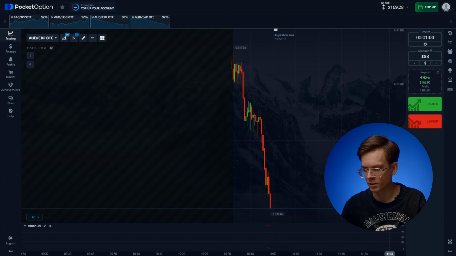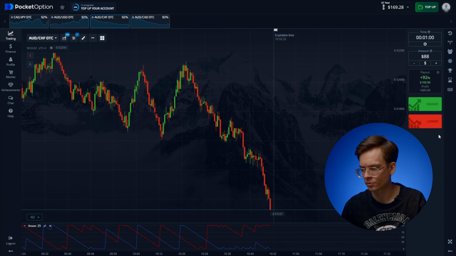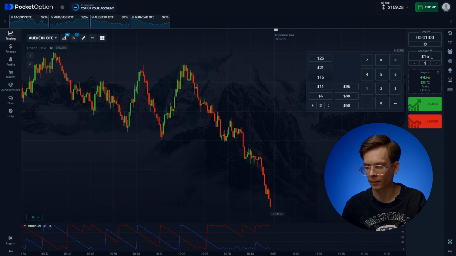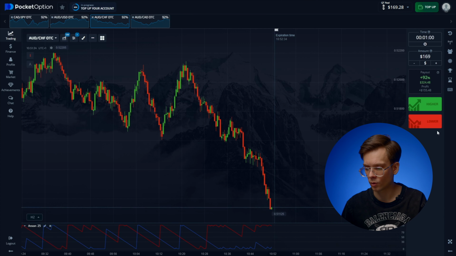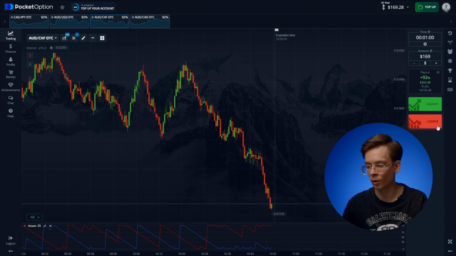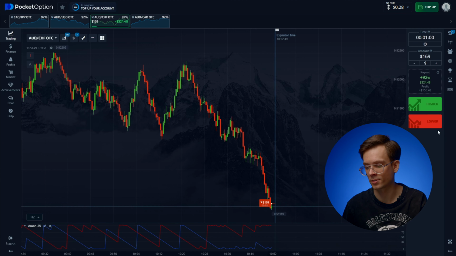Again, skipping Aussie and Buck, that's unnecessary risk. Aussie and Franc, adjusting the amount and confidently hitting lower. I think you've already guessed that the trend will continue because the blue Arun line is hovering around 100 and the red one is near 0. So the price drop will continue.